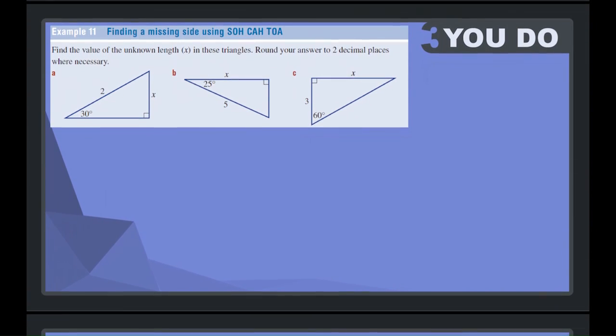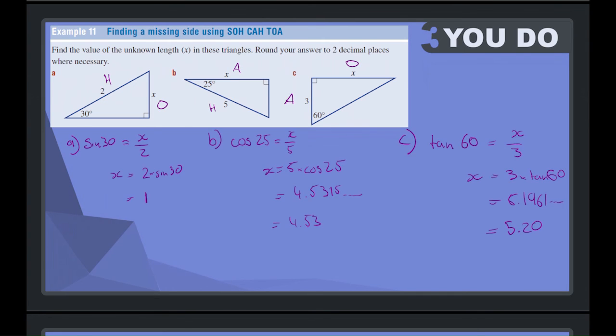Here's some for you to do now. Pause the video here, take a crack at these. I'll have the solutions for you when you come back. And there you have it. There are the worked solutions for those 3 examples.